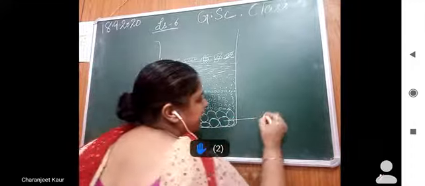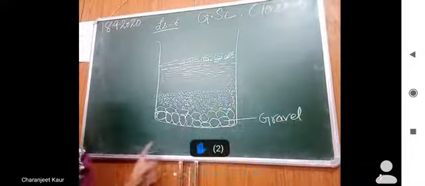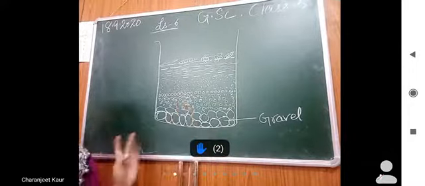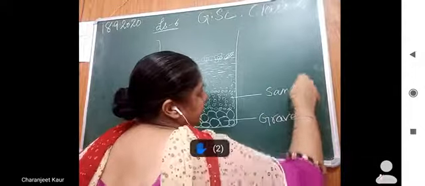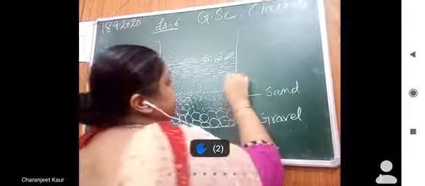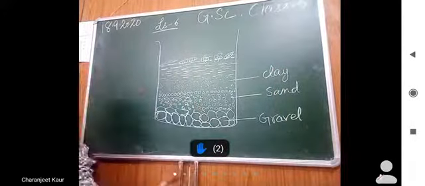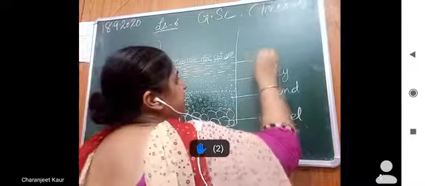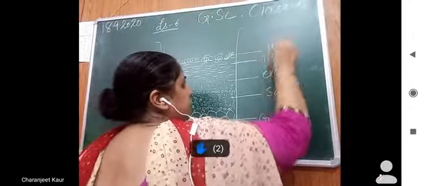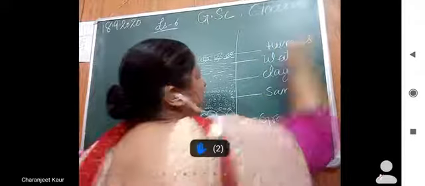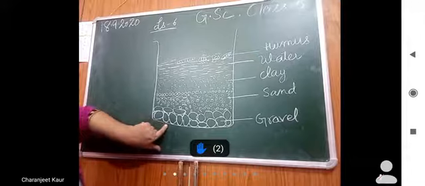Sorry, this is gravel. Why is gravel settled at the bottom? Because it is the heaviest of all the components. Then comes sand. It is lighter than gravel. Then comes clay. It is lighter than sand. Then comes the layer of water. Then comes humus. Right?